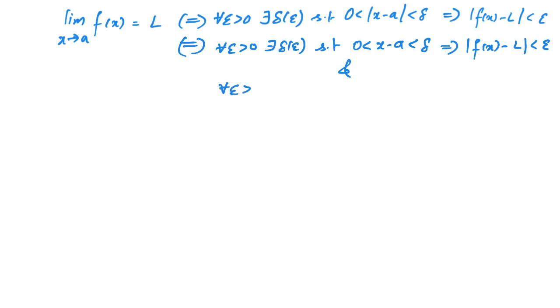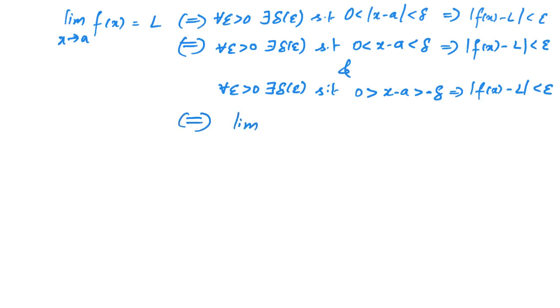For every epsilon greater than 0 there exists a delta of epsilon such that 0 is greater than x minus a is greater than minus delta, implies that mod of f of x minus L is less than epsilon, which we saw is equivalent to limit x tends to a minus f of x is equal to L and limit x tends to a plus of f of x is equal to L.